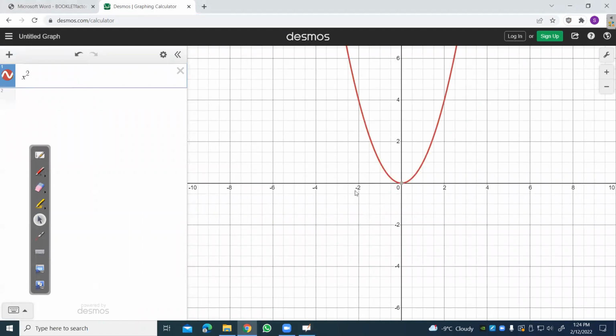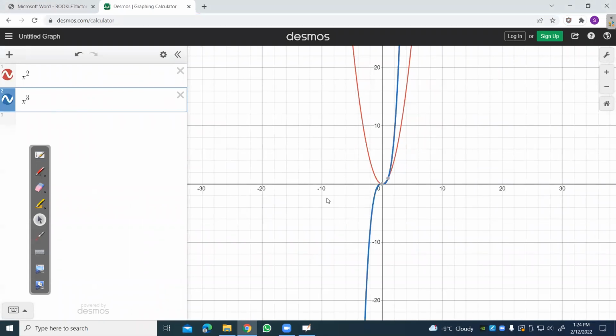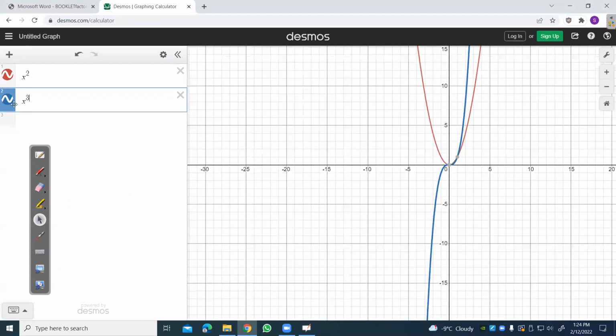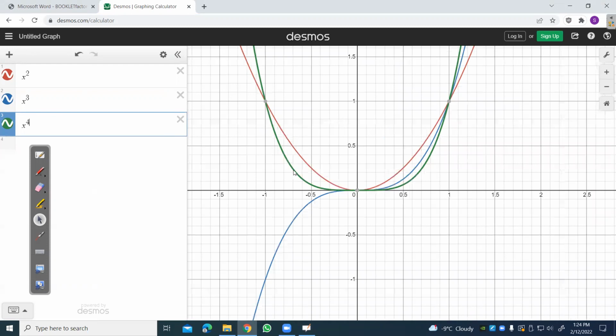So this is x power 2, a u. X power 3 looks like an S through the origin. And from here, the pattern repeats. X power 4 is going to be the same thing as x power 2, but it's going to be fatter around the origin, you see? The green one, it's going to be fatter.